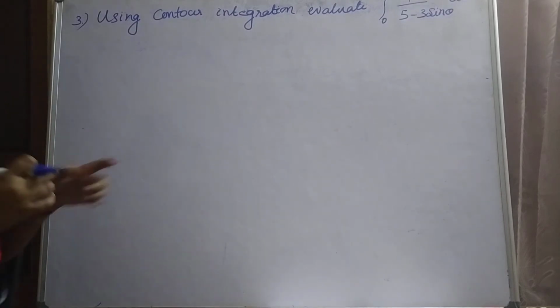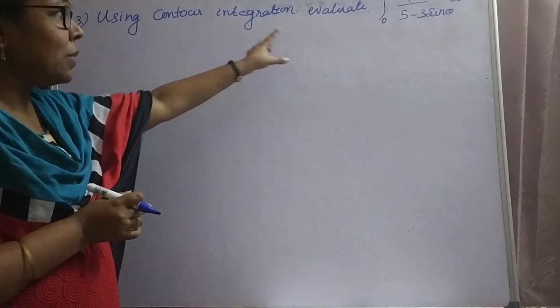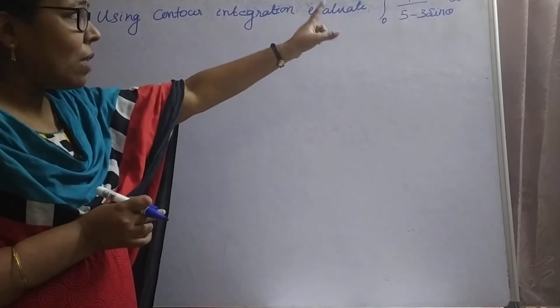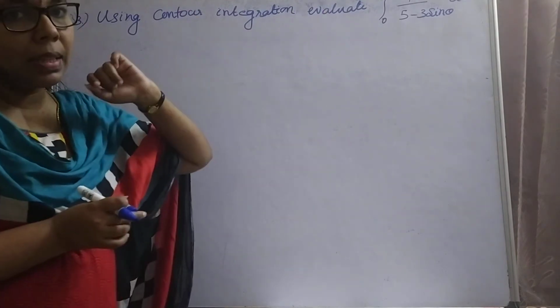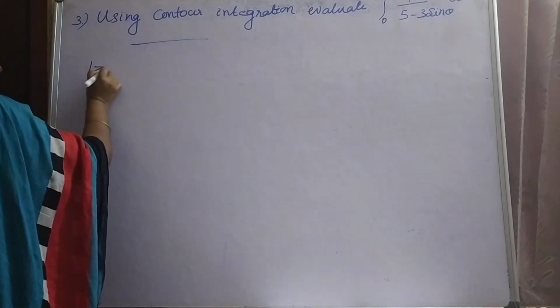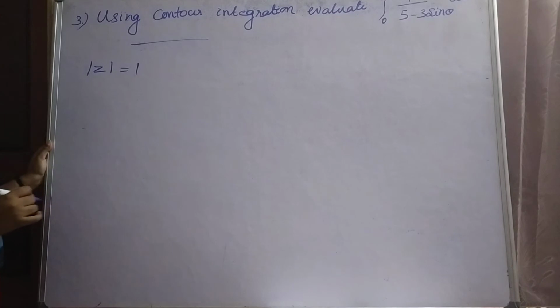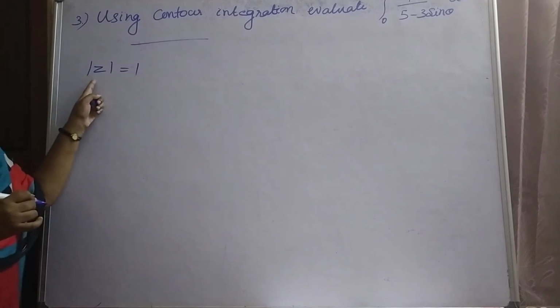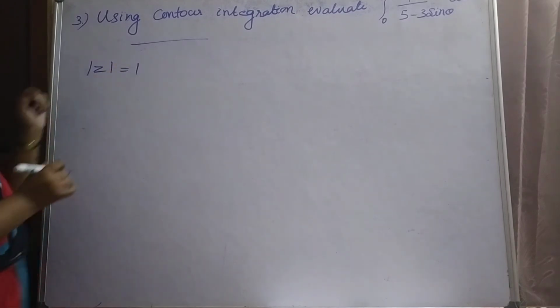One more question is here. Using contour integration, evaluate integral 0 to 2 pi 1 by 5 minus 3 sin theta d theta. First consider a contour C, which is mod z equal to 1. Mod z equal to 1 is a circle with center 0, 0 and radius 1.